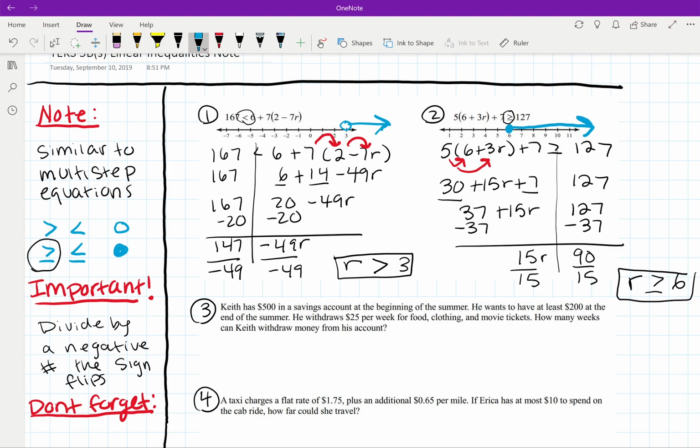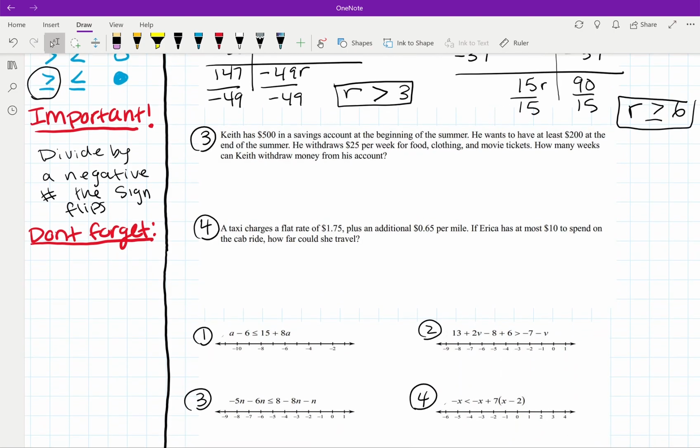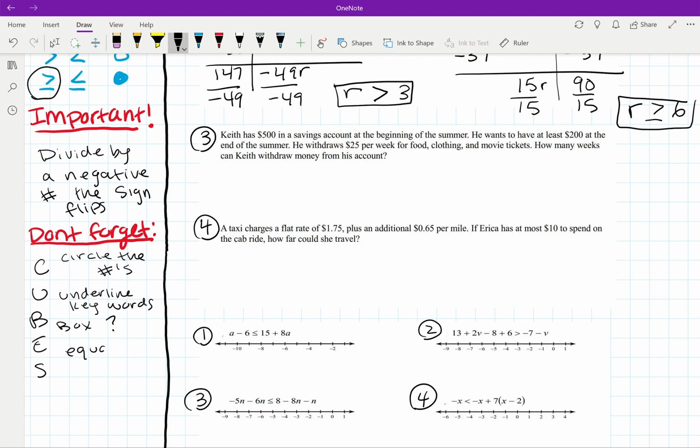Good. Now let's look at word problems. Off to the side where it says don't forget, I don't want you guys to forget CUBES. So CUBES, let's remember what that stands for. C stands for circle the numbers. U is underline keywords. B is box the question. E is write an equation. And S is solve and write a sentence.